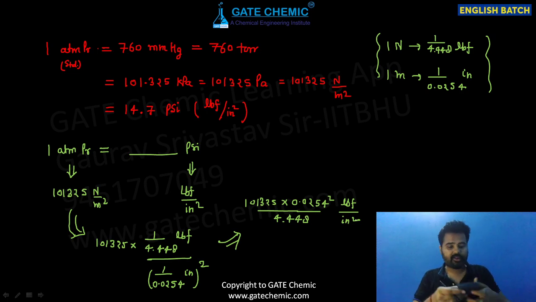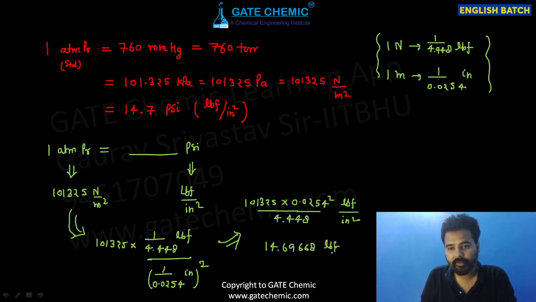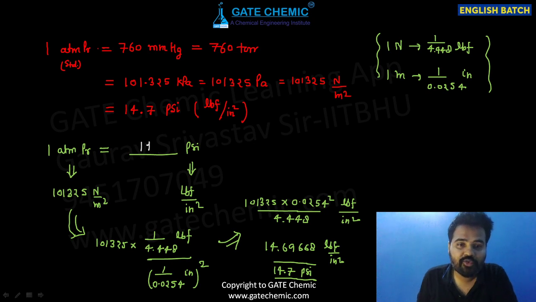Now let me calculate. Tell me the answer, how much? It's 14.69668 LBF per inch square. That means up to one decimal place you can write 14.7, and pound force per square inch is written in short as PSI. I hope everyone feels what PSI is, what kilopascal is, what mmHg is, and now you are also capable of doing these beautiful conversions.